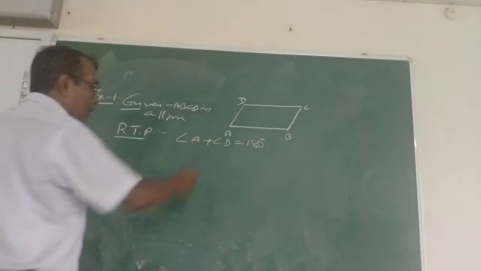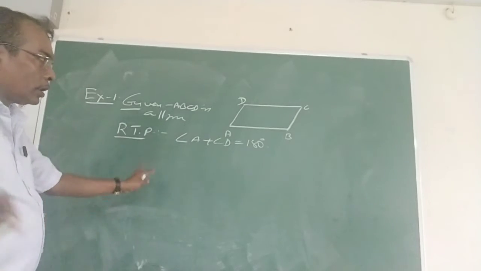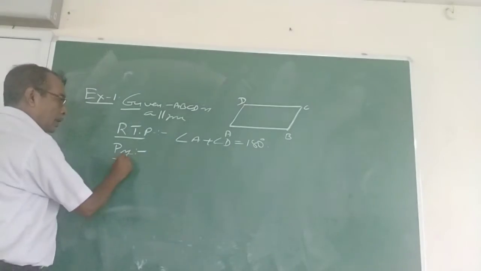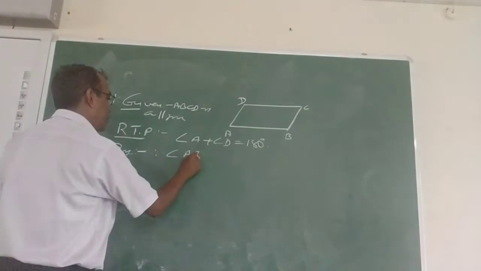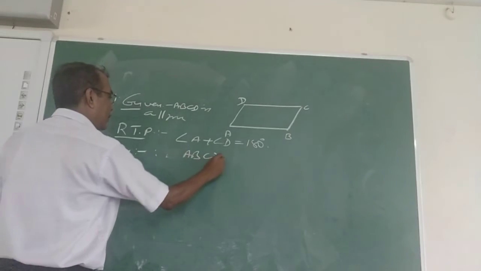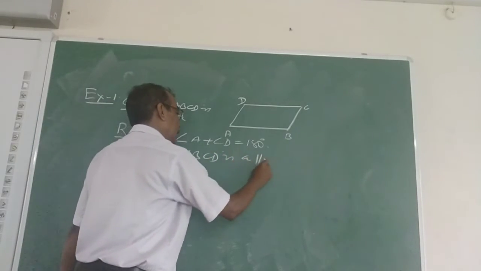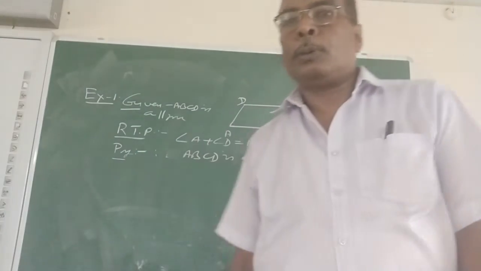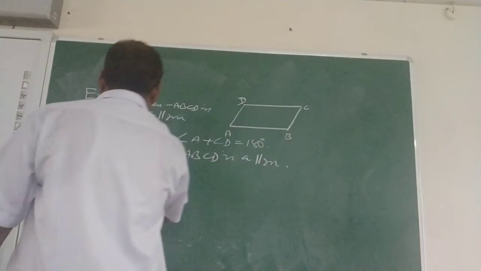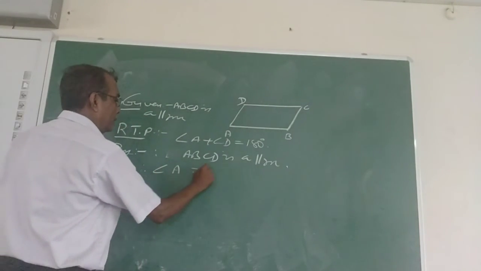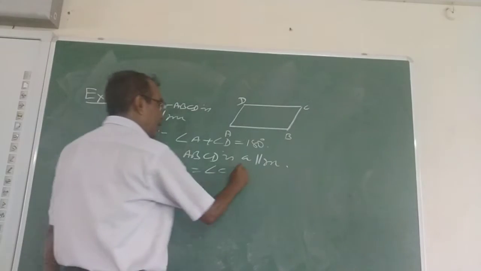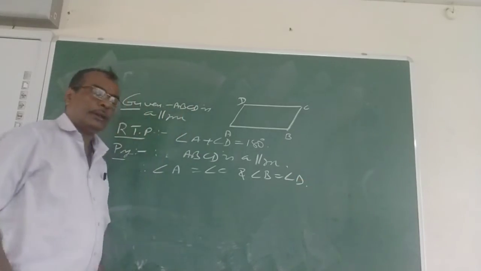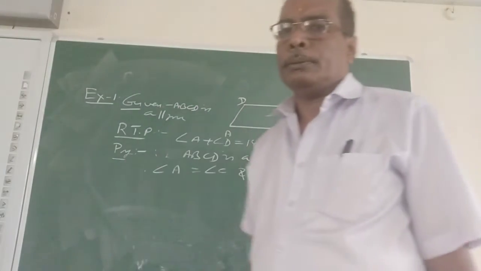Now, if any construction is required, you will have to do that. Here it is not required. So I am going to start the proof. Since ABCD is a parallelogram, and you know very well that in a parallelogram, opposite angles are equal. So therefore, you can say that angle A will be equal to angle C and angle B is equal to angle D. These two results I am writing from the properties of a parallelogram.